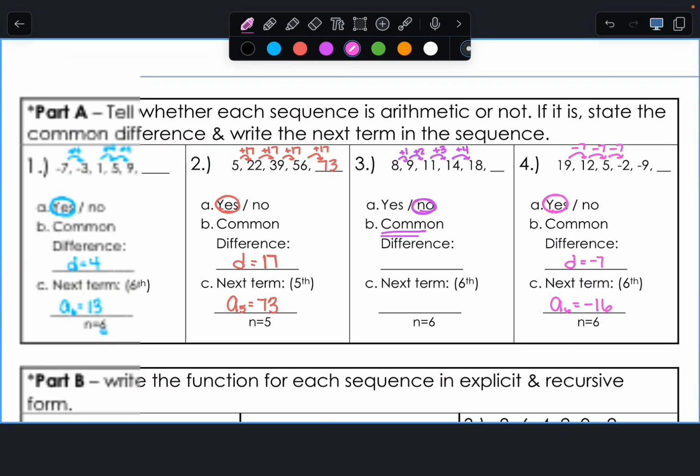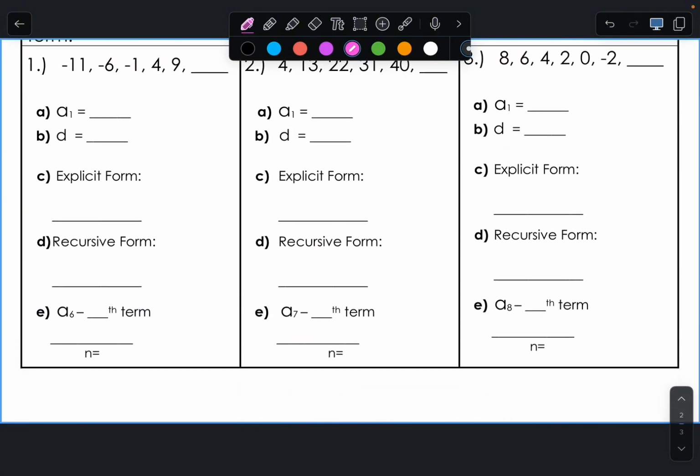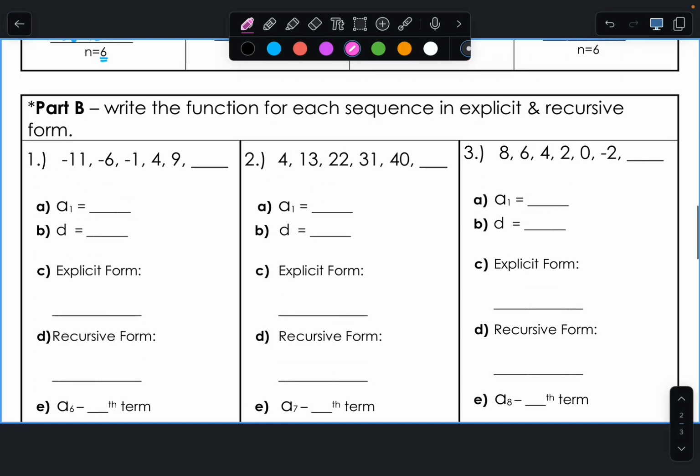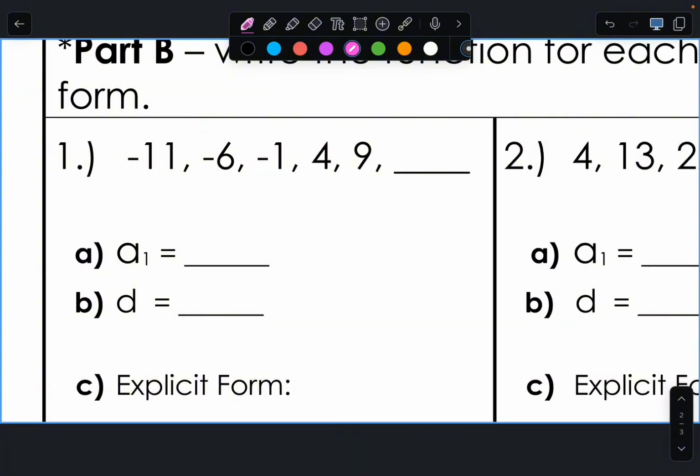The second part is to write a function for each sequence in explicit and recursive form. Okay? It is confusing at first, but with a little bit of practice, I promise you'll get the hang of it. All right, number 1. Part A is asking us for a sub 1. So what are they asking us for? The first number in the sequence, which is -11. Easy peasy. d is the number that you're adding. So to get from -11 to -6, plus 5, plus 5, plus 5.